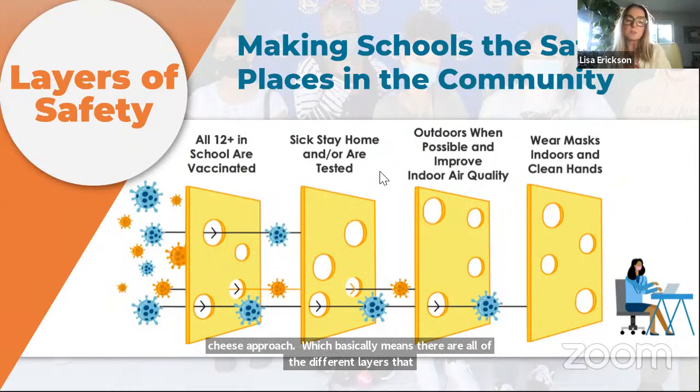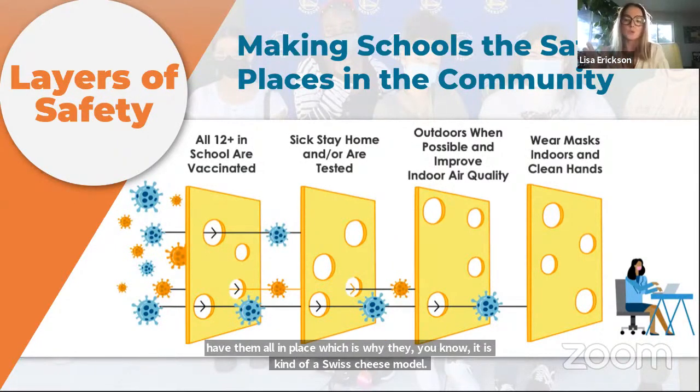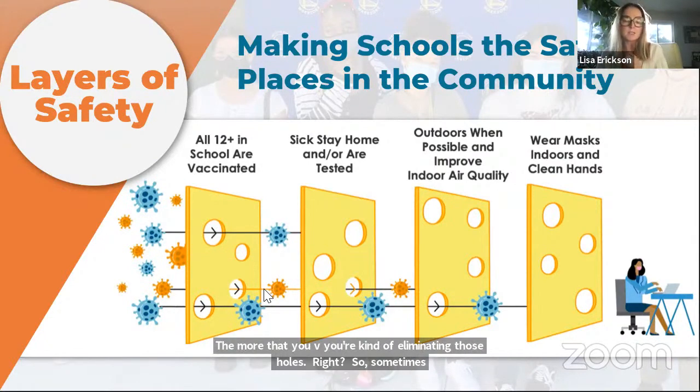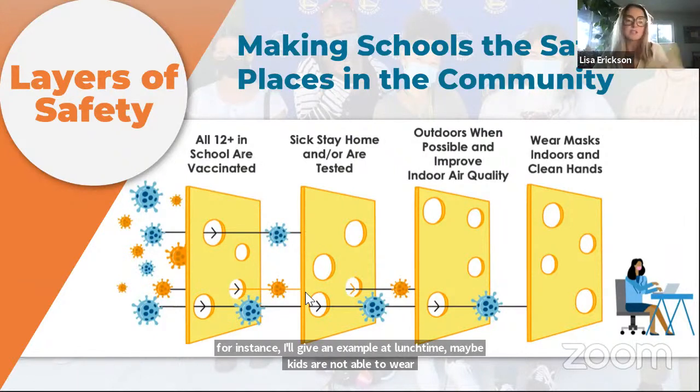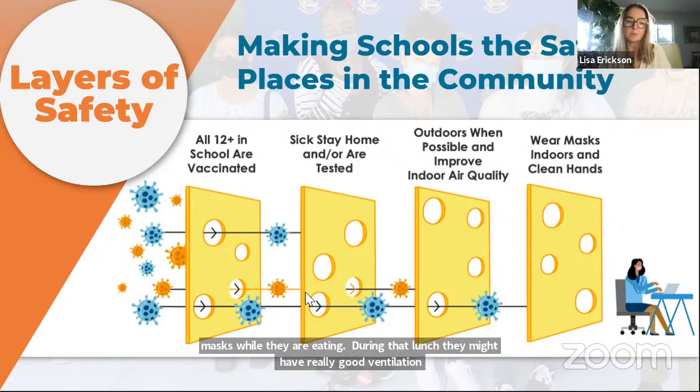And sometimes it's impossible to have them all in place, which is why it's kind of a Swiss cheese model. So the more that you have, you're kind of eliminating those holes, right? And so sometimes, for instance, I'll give an example, at lunchtime maybe kids aren't able to wear masks while they're eating, but during that lunch, they might have really good ventilation and fans, and maybe they're distancing or maybe even eating outside when they have to take their masks off. Next slide, please.